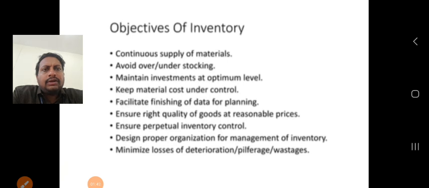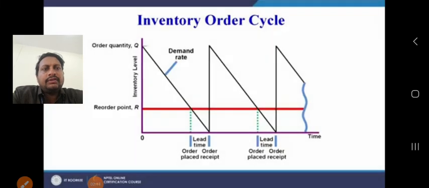So here we are giving a continuous supply of material, avoiding over and understocking, maintaining investment at an optimum level, and keeping material cost under control. At the end, we minimize losses from deterioration and wastage. These are the objectives of inventory management. This is about the inventory order cycle.